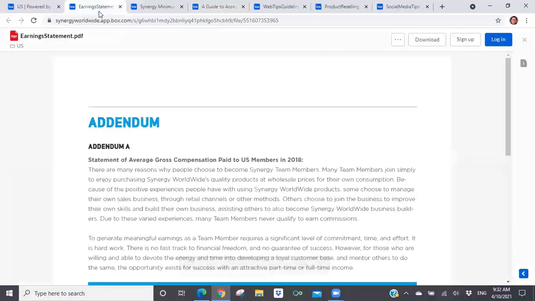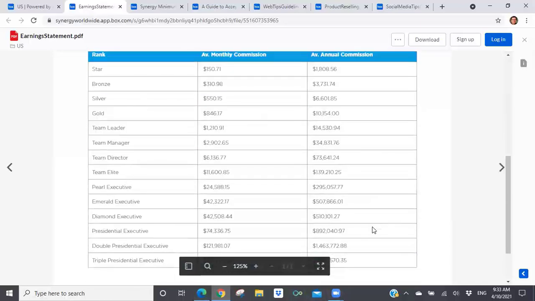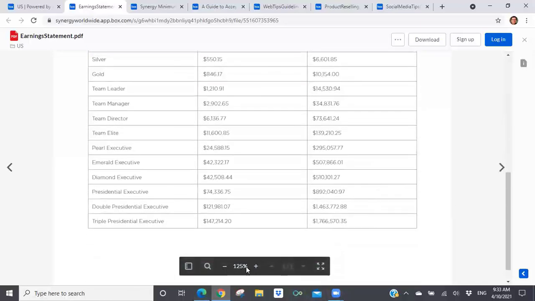Now, I want to go to this earnings statement, because one of the things that Synergy talked about is that we're not supposed to show earnings statements, but they have this addendum. And I like this addendum. This is the gross compensation paid to U.S. members in 2018. So it's about 2 years out of date, but this is what Synergy provides for us. They give you a PDF to this. And the nice thing about this is you can scroll down here. I'm going to increase the size of this a little bit.